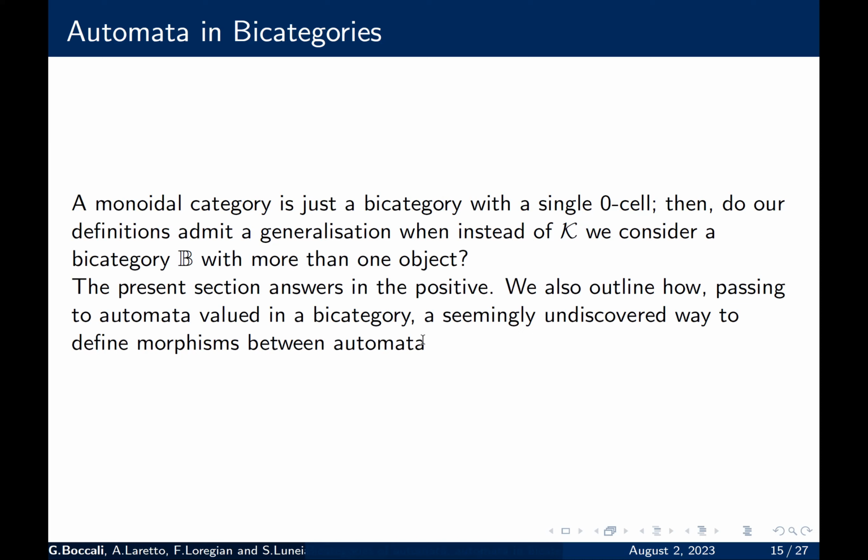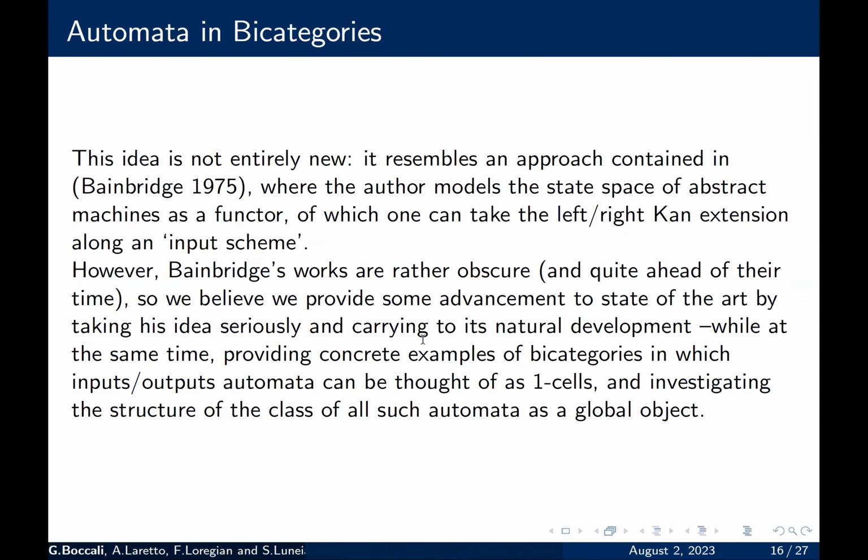And also in this section, we will find some new notions, seemingly undiscovered, of morphism between automatas. This idea is not entirely new. It is partially inspired by a paper, really a note, by Bainbridge from 1975, where the author models the state space of abstract machines as a functor, of which one takes the left and right Kan extension along an input scheme. But that work was rather obscure and probably also quite ahead of its time. So we really prefer to get the general idea of the work and try to set it in a more general framework and state the results in a more modern language.